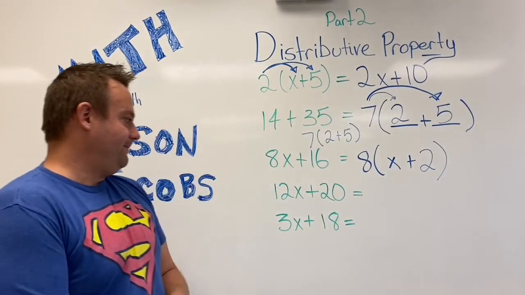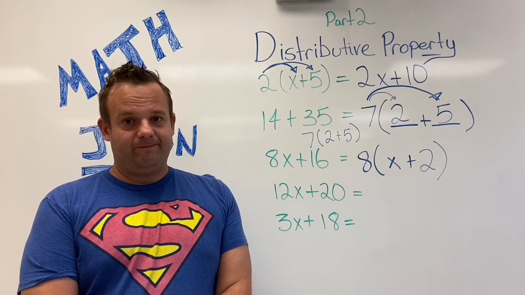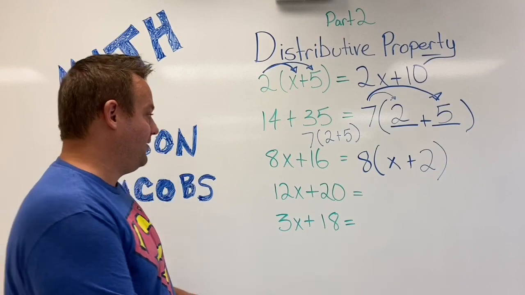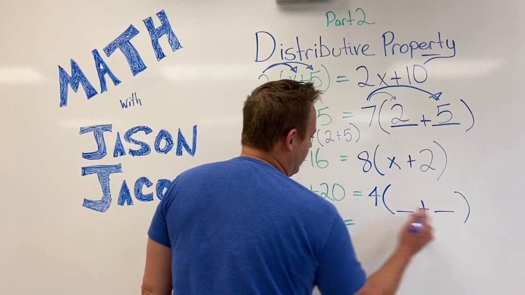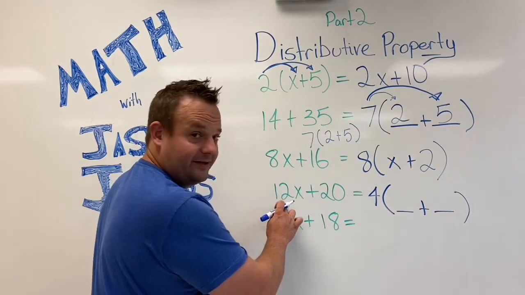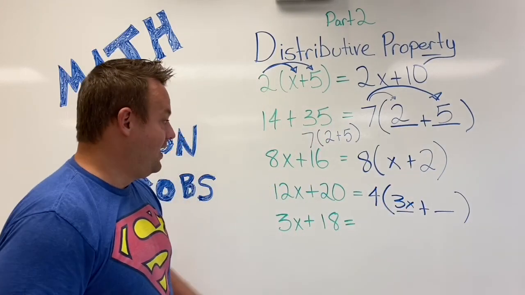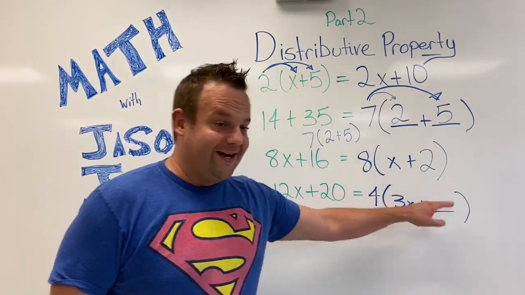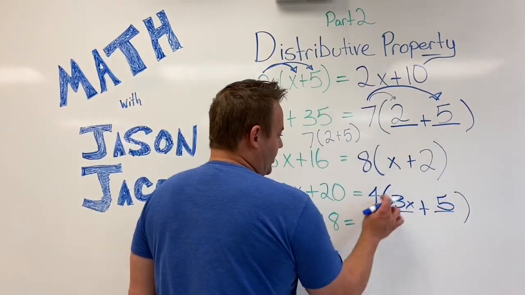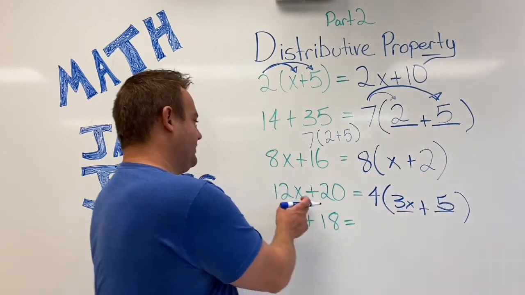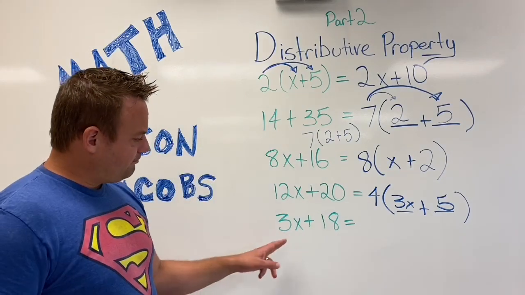Now 12x plus 20. What's the greatest common factor of 12 and 20? If you said 4, you're correct. So 4 factors out. Now, 4 times what equals 12x? That's right, 3x. 4 times 3x is 12x. Plus, and then 4 times what is 20? 5. So 4 times the quantity 3x plus 5 equals 12x plus 20. They're equivalent expressions.